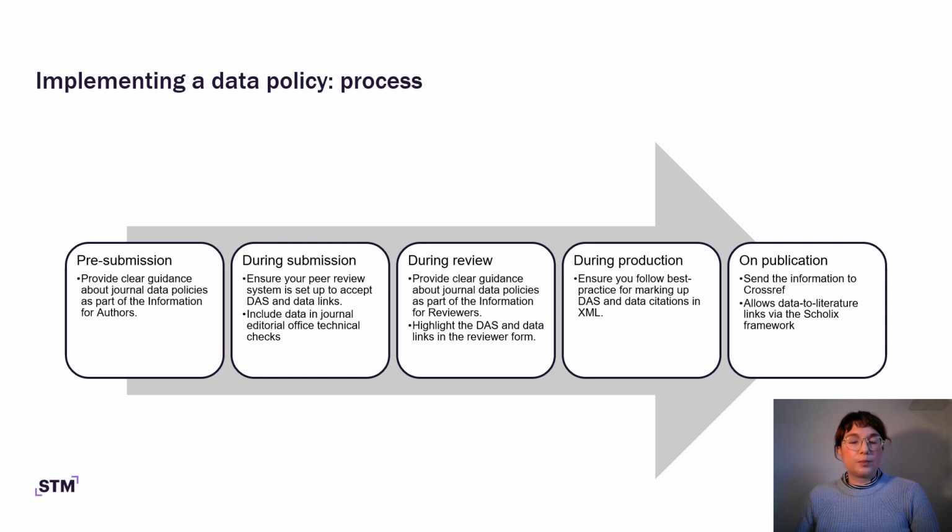Once the manuscript has been sent for peer review, you may expect the peer reviewers to review the data. To support this process, you can update the peer reviewer form to highlight the manuscript's data availability statement and any links out to datasets. You should also update any peer reviewer guidance to indicate what checks or assessment you expect them to undertake. During production, the data availability statement and any data citations need to be marked up in the XML. So this will need to be flagged with the relevant team to update their workflow. Finally, once the manuscript has been published, the information on shared data should be sent to Crossref as part of the metadata. This allows links between the data and literature to be surfaced via the Scholix framework.